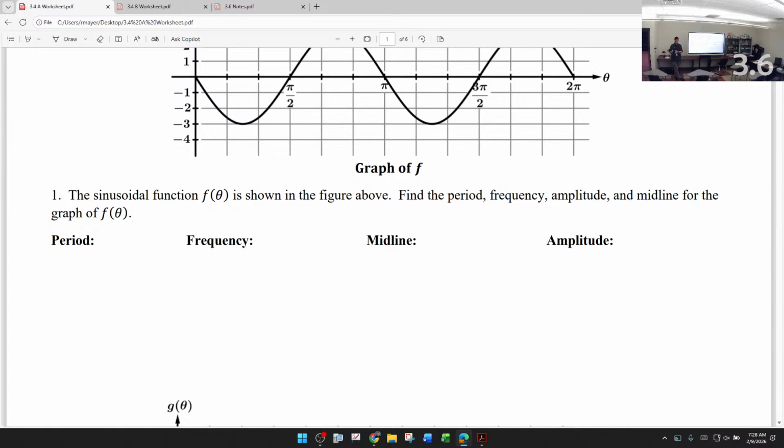Or it could be 2 or 4 or 6, because it repeats. So when does it repeat? Does it repeat every 4 or does it repeat every 8? And if it repeats every 4, then it repeats every 8. So they want the smallest value always. That way everybody has the same answer for number 1.